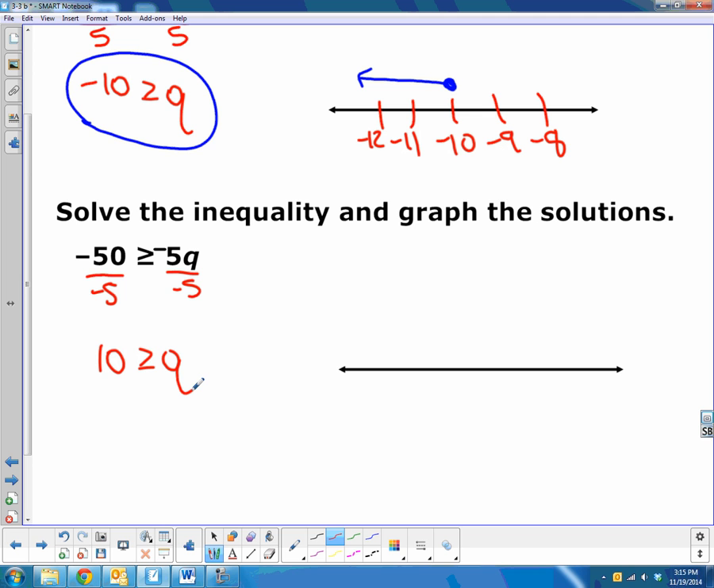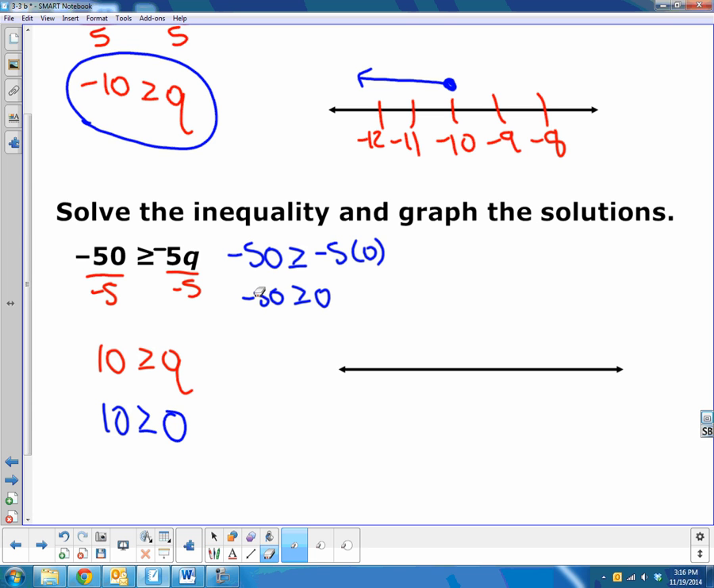How about 0? 10 is greater than or equal to 0. I would say that's true. That 0 could be a solution to this inequality. Let's look back at the original problem. Negative 50 greater than or equal to negative 5q. So if I plug 0 back in, that means that negative 50 is greater than or equal to negative 5 times 0. That means that negative 50 is greater than or equal to 0. That's wrong.